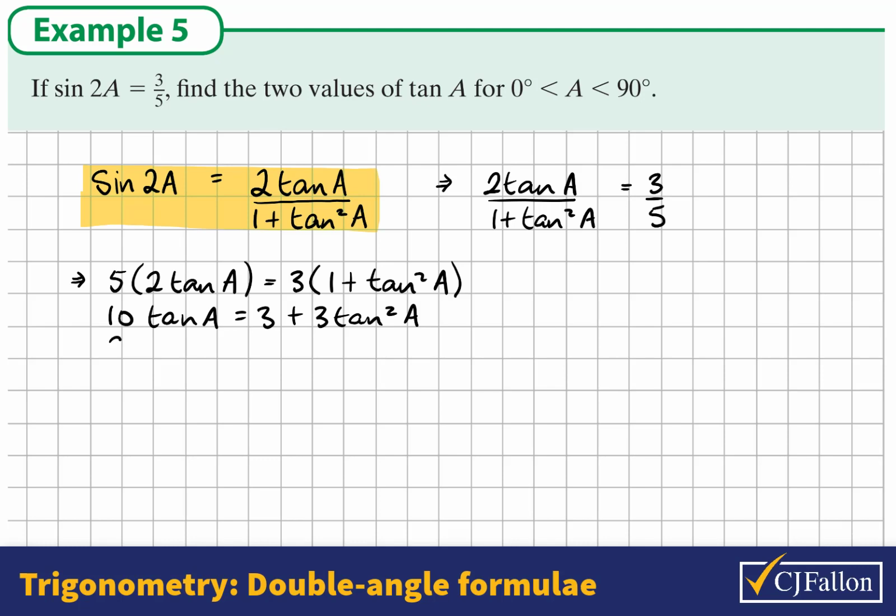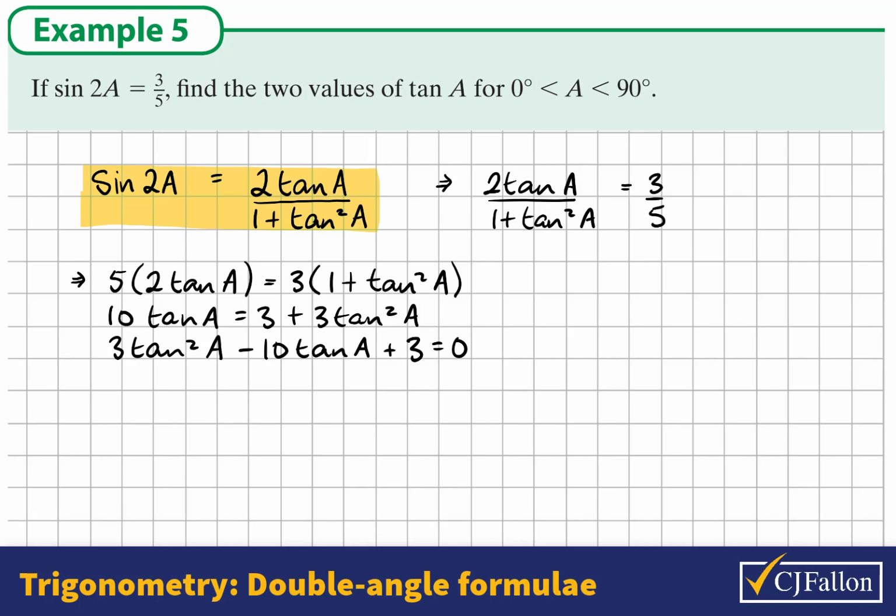What we have here is actually a quadratic equation. We'll write the tan squared term first. So we have 3 tan squared a. We'll subtract 10 tan a from both sides. And we have a plus 3. And that it all equals 0. So we have a quadratic equation to solve.